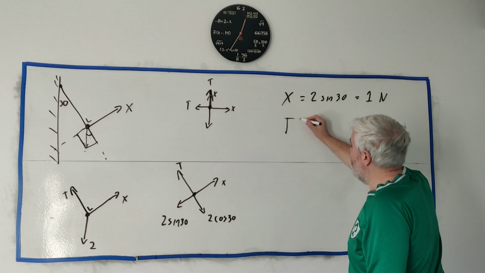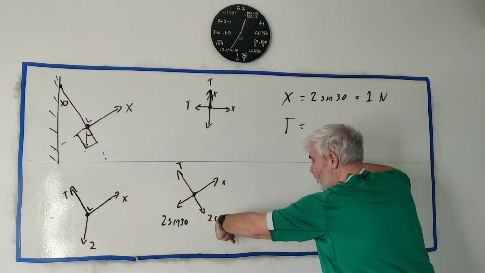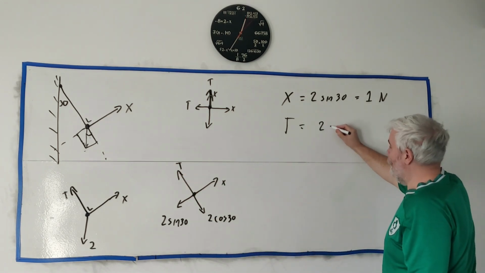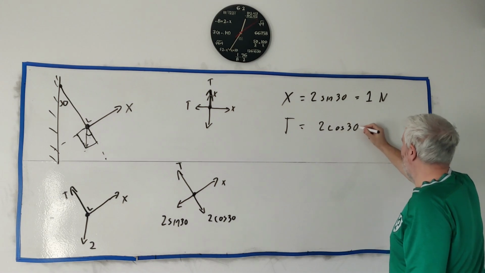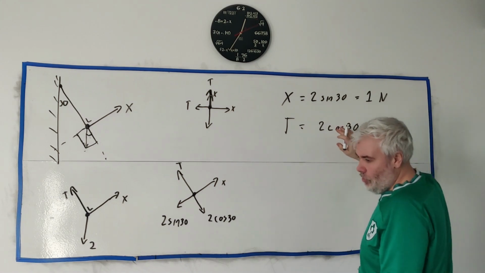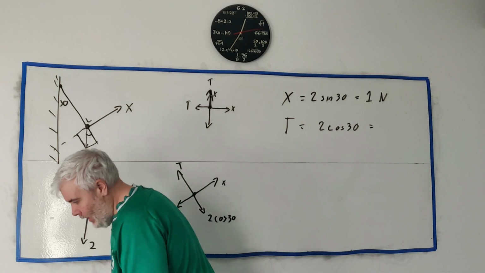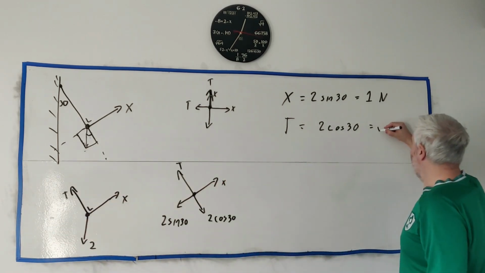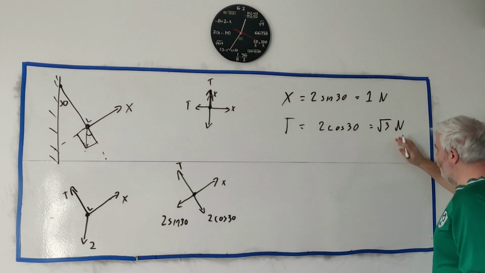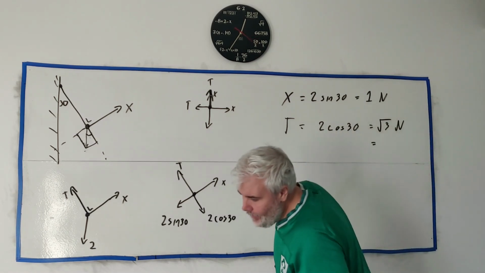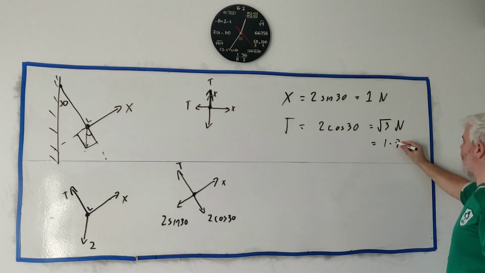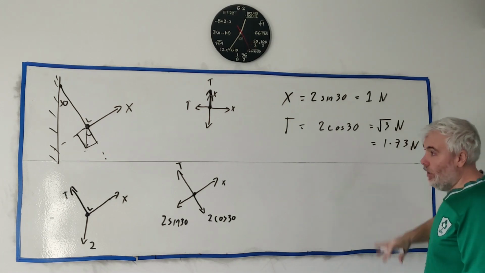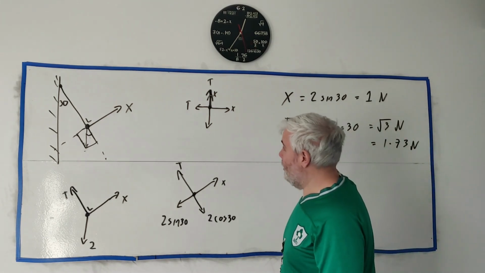They wanted to know the tension. Well, tension must equal the thing that's opposite it there, 2 cosine 30. Like I said, I think that's square root 3 over 2, which would make it square root 3. There it is. Yeah, square root 3. Okay. Square root of 3 newtons, or you could put square root of 3 in and get 1.73 newtons. And that's it. That's the answer to this question.